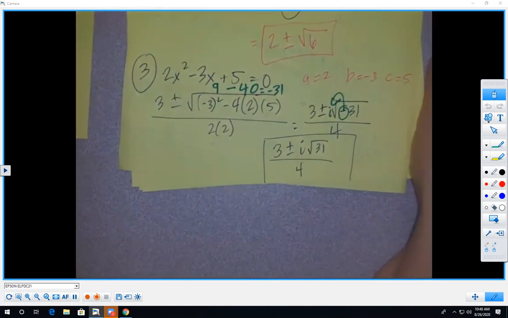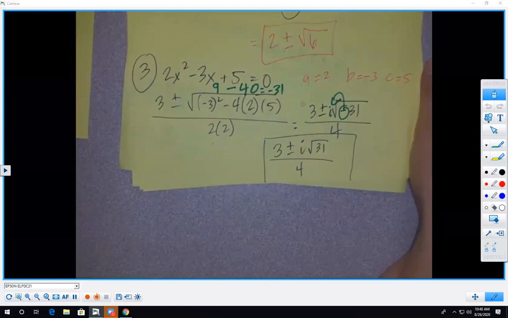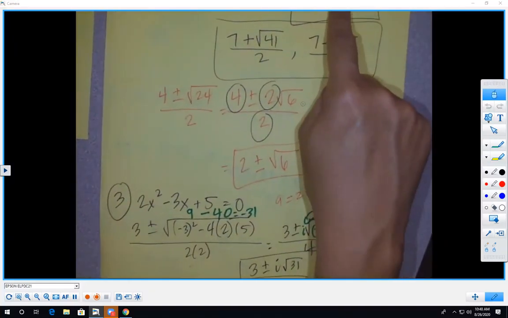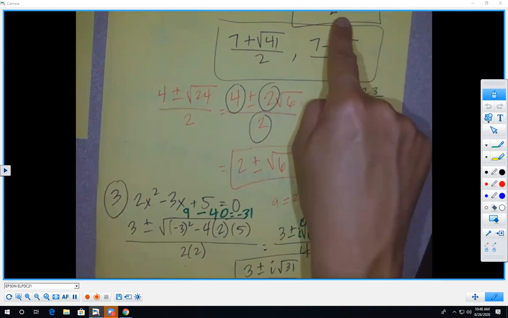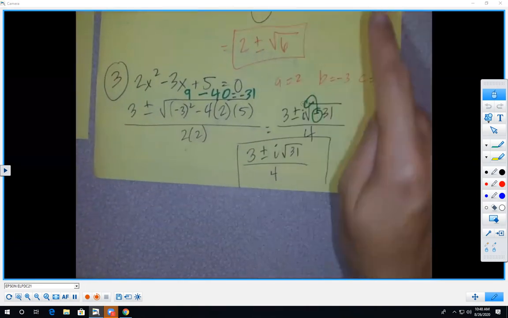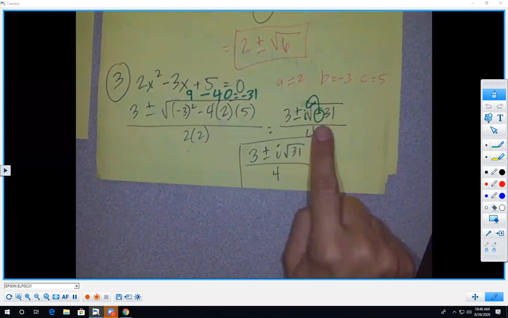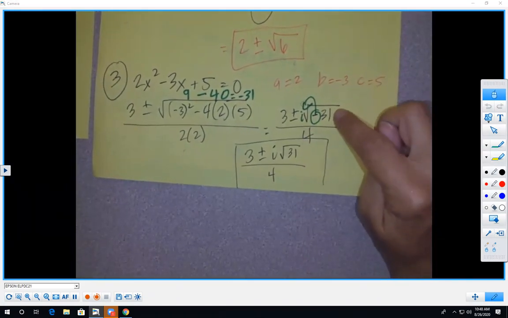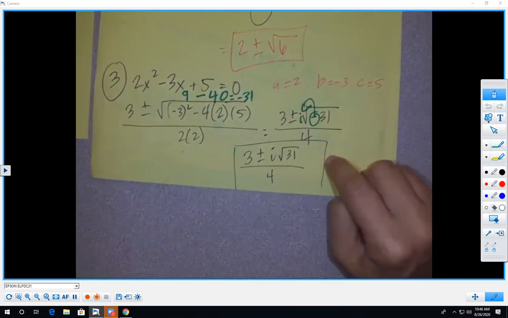So 3 situations with quadratic. Situation 1, you can take the square root. You keep on going to get 2 pretty numbers. Situation 2, you can't take the square root. Check and see if you can break it down. If not, leave it like it is. Situation 3, you can't take the square root, but it's a negative number. Pull out the negative and write it as an i. If you left it like this, it would be wrong. You have to pull out the i.